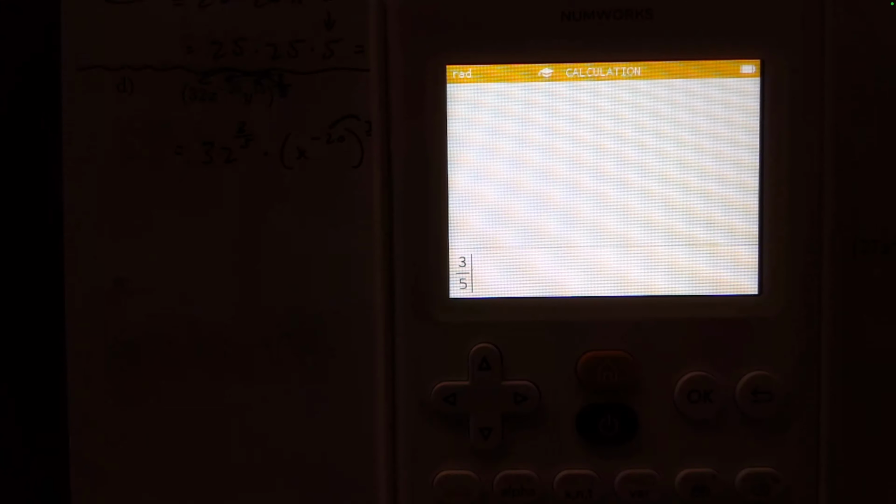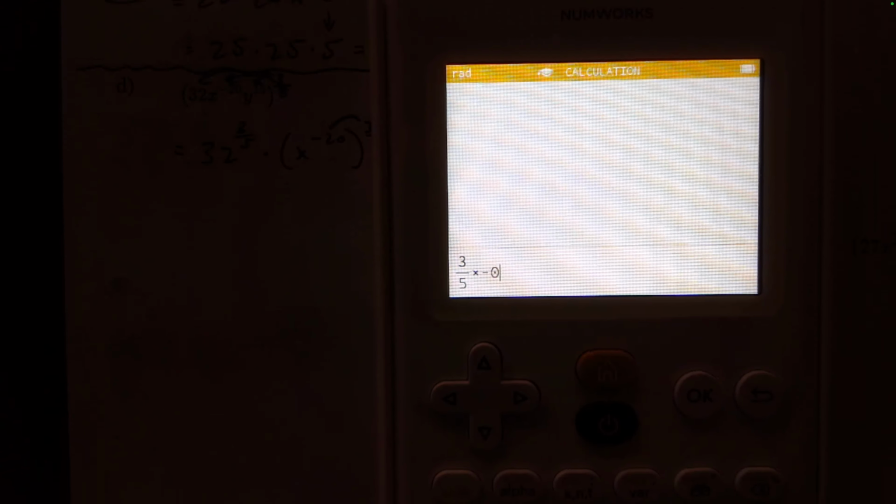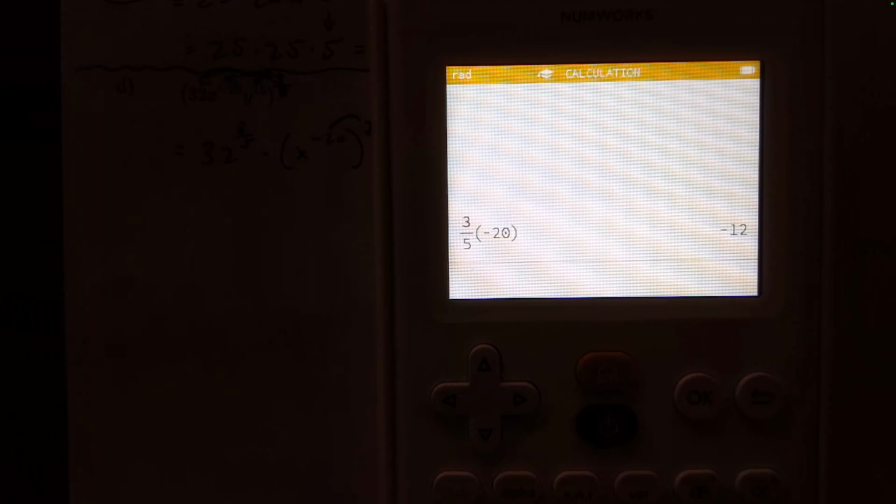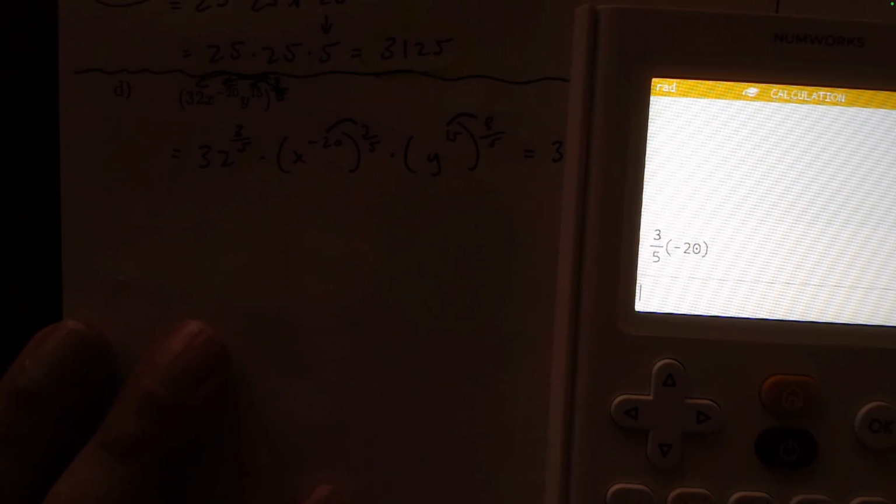3/5 times negative 20. There you go, negative 12. So the first power is going to be negative 12. The second one is 15 times 3/5.